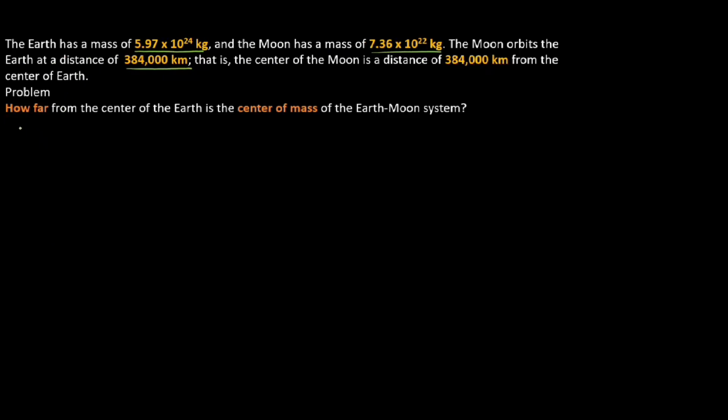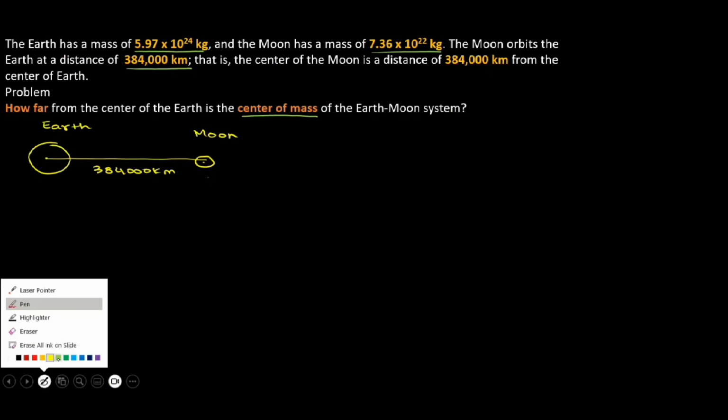The problem is asking us, how far from the center of the Earth is the center of mass of the Earth-Moon system? Let us first sketch our problem. We have the Earth. We'll call this Earth. And the Moon. The distance between the center of the Earth and the center of the Moon is 384,000 kilometers. And we need to find where the center of mass for the Earth-Moon system lies.